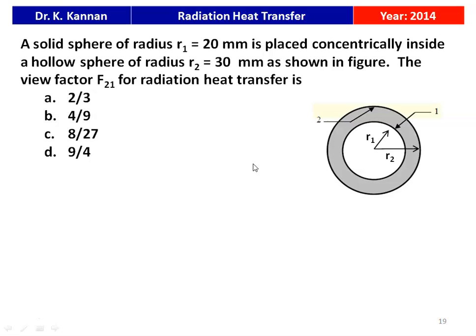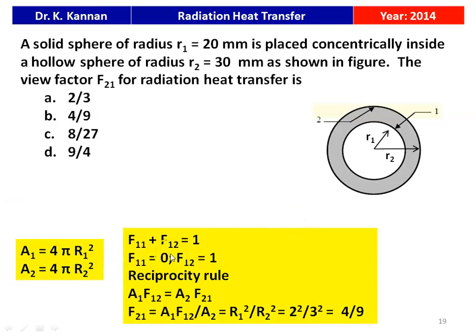The next question from 2014 question paper. A solid sphere of radius R1 equal to 20 millimeter is placed concentrically inside a hollow sphere of radius R2 equal to 30 millimeter as shown in the figure. The view factor F21 for radiation heat transfer is 2 by 3, 4 by 9, 8 by 27, 9 by 4. So, we calculate area of the inner sphere, 4 pi R1 square, area of the outer sphere A2 equal to 4 pi R2 square.